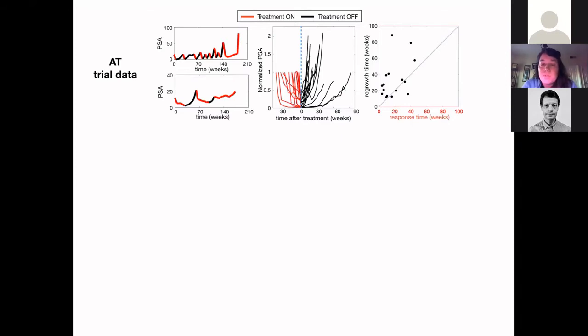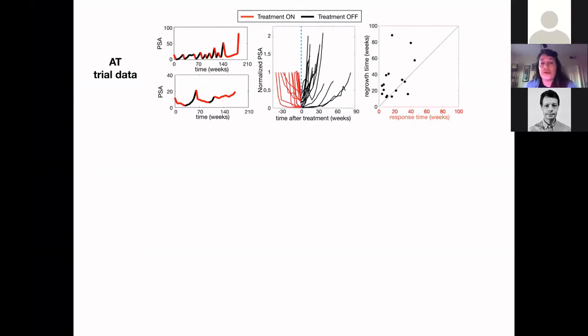We can take all of these patients and line them up so that their switch point between on treatment and off treatment for the first cycle is shown in the middle here. You can see that there's variation in the amount of time that the drug is on and the amount of time it takes to regrow following that treatment period. Then we can place this into what I'm calling cycle space, where you see the response time and the regrowth time for the first cycle for each patient.